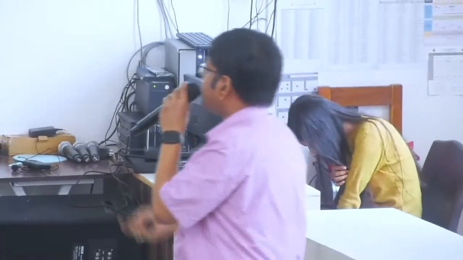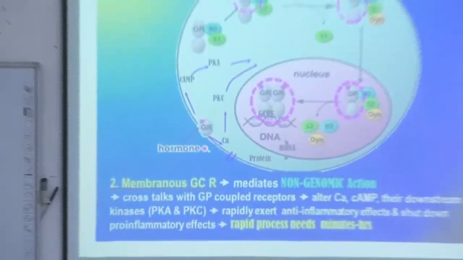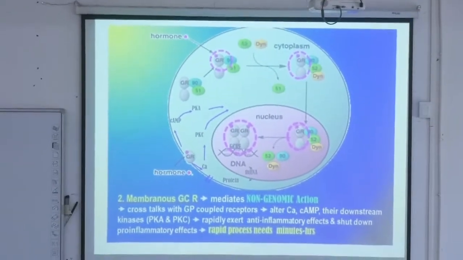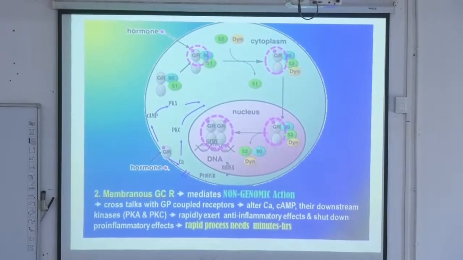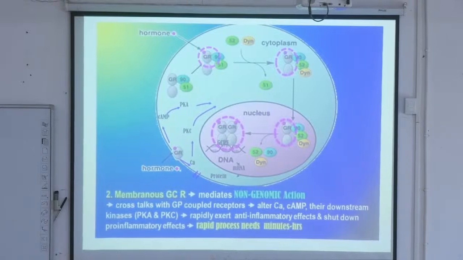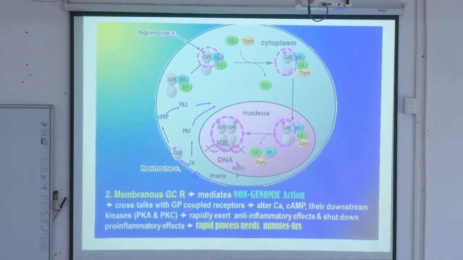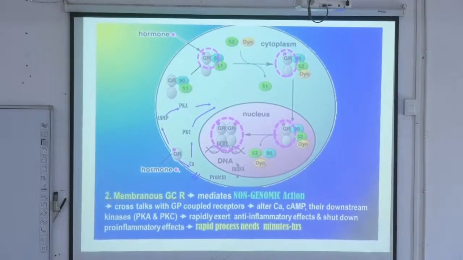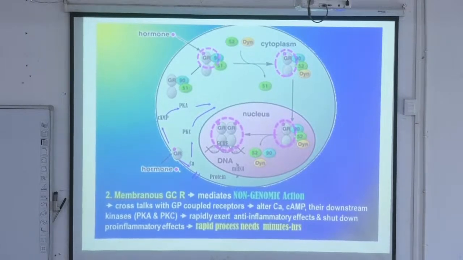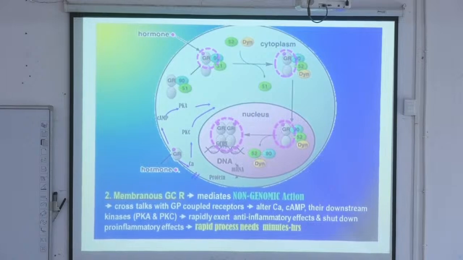But glucocorticoids also act on surface receptors, and when they act on surface receptors, they act with the help of G protein receptors. And you know G protein has many cascade pathways involving various enzymes and calcium. So they affect those cascade pathways and reduce inflammation. When they act via the surface receptors, the action is very fast, seconds to hours.